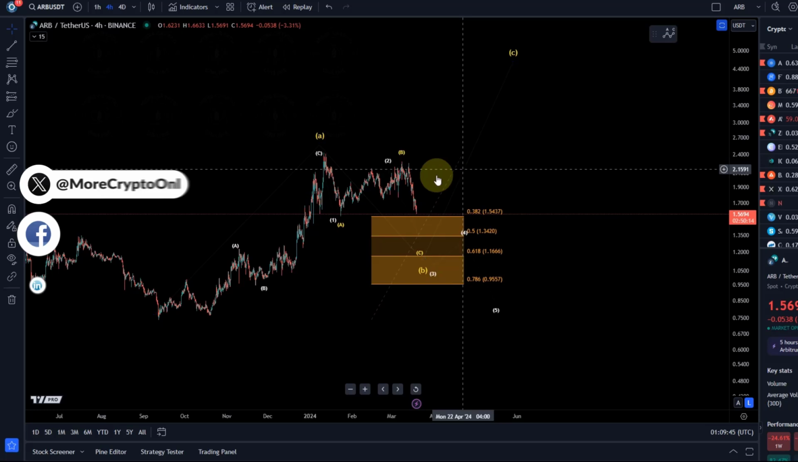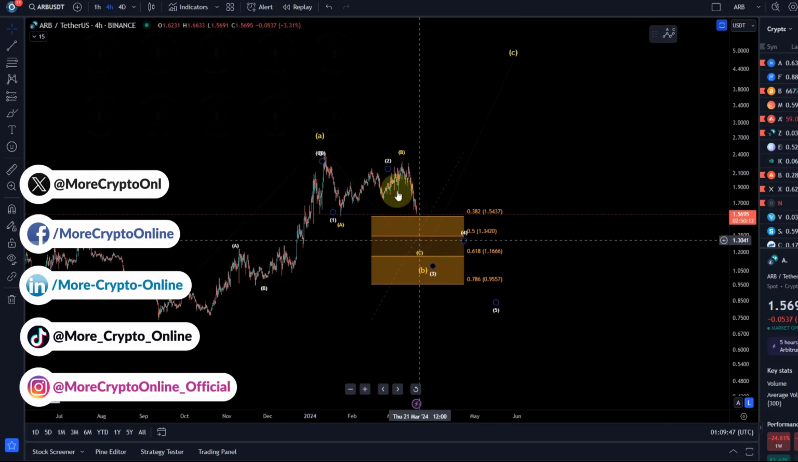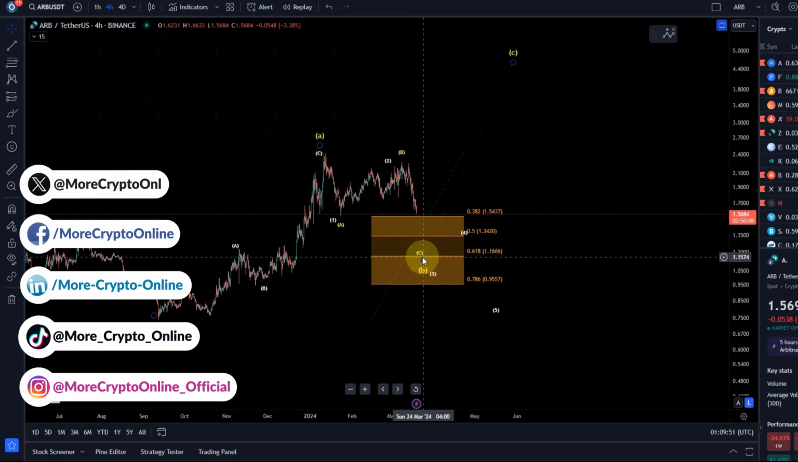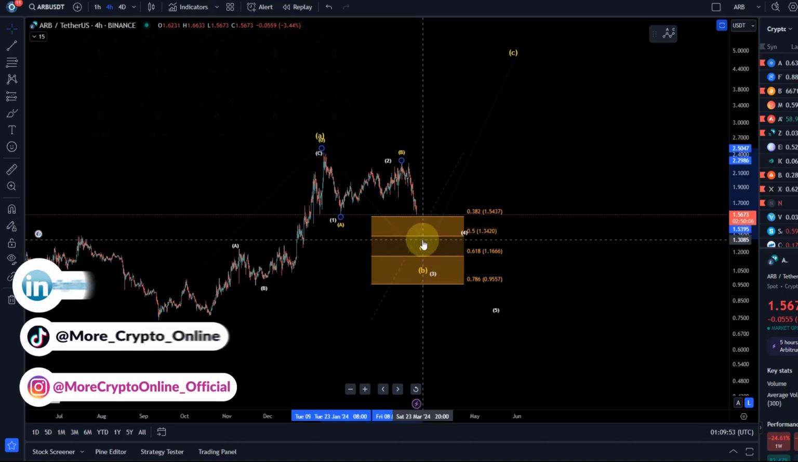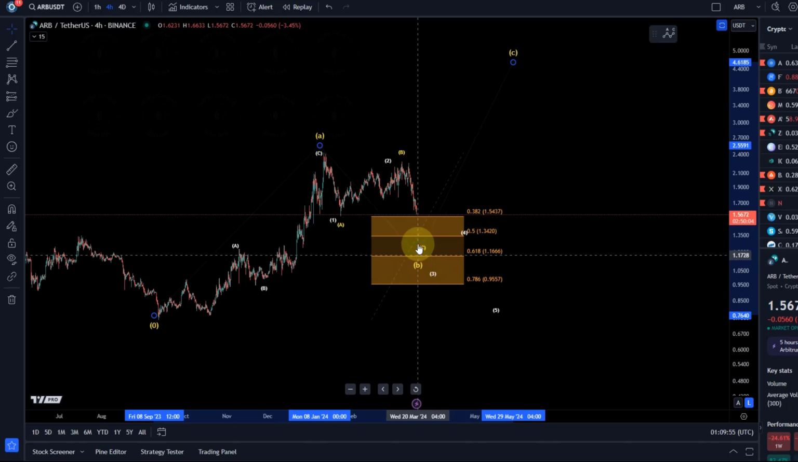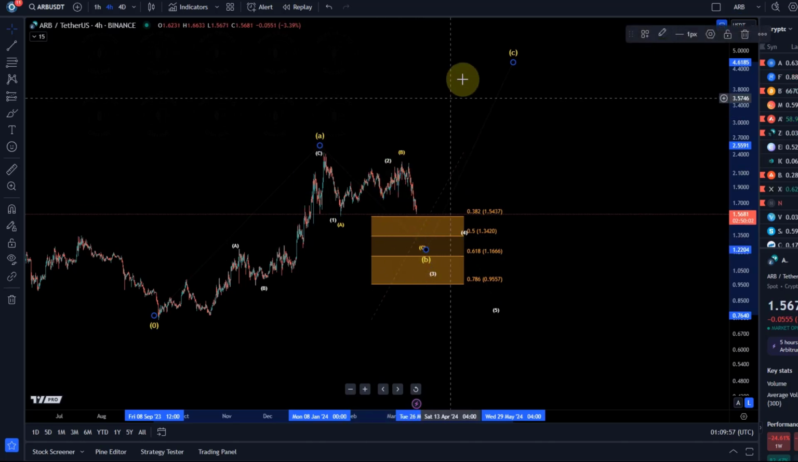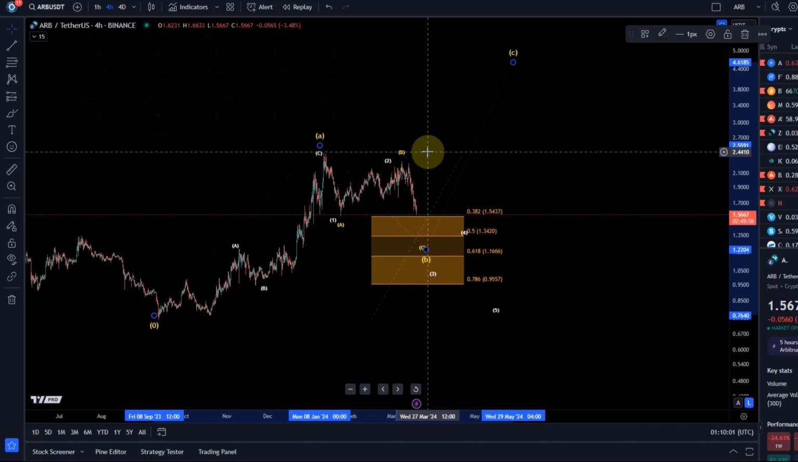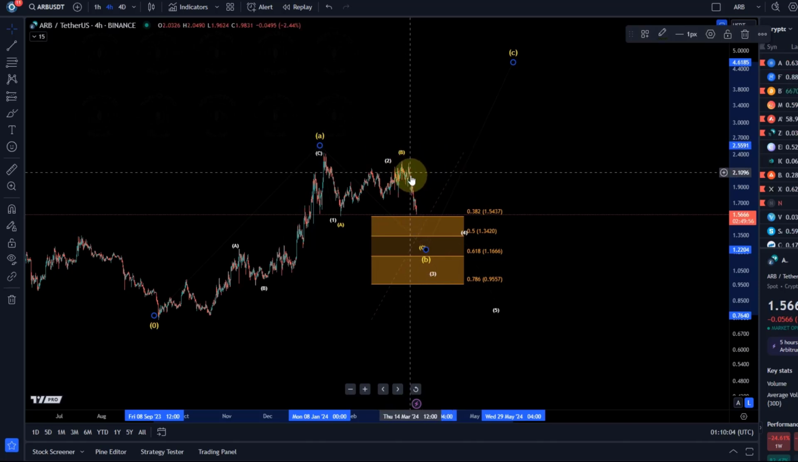It is currently following this yellow wave count here. The yellow wave count was already on the chart, was basically the short-term bearish scenario. The short-term, more directly bullish scenario, I think this isn't realistic anymore. I've taken it off the chart.